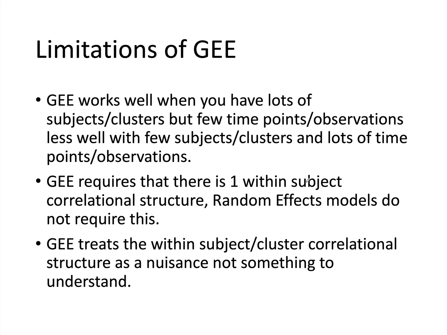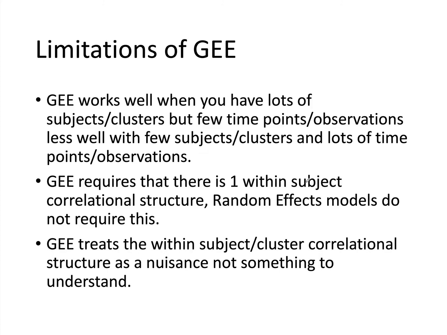Now, if you have a bunch of subjects within time, then it gets a little more complicated. Generalized estimating equations requires that there is one within subject correlational structure, and random effects don't require this, and we'll talk more about that and what that means in subsequent classes with random effects. We can estimate separate correlational structures over groups, for example, with random effects, and that's what I've been promising you that we'll do later in the semester when you're not confused enough. And then generalized estimating equations treat the within subject cluster correlation as a nuisance, not something to understand.